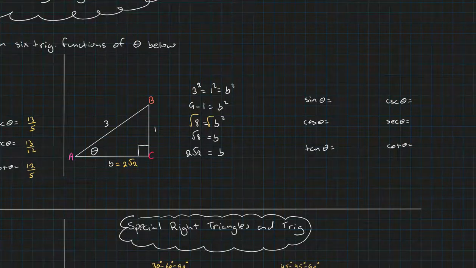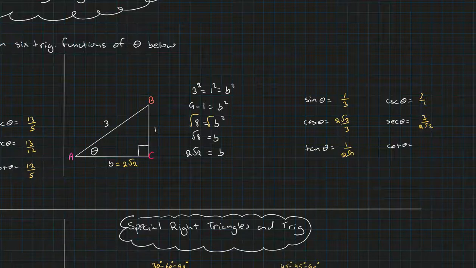So sine is going to be opposite over hypotenuse, so 3 over 1. Cosine is going to be 2 root 2 over 3. So this is going to be 3 over 2 root 2. Tangent is 1 over 2 root 2. So this is just 2 root 2 over 1.